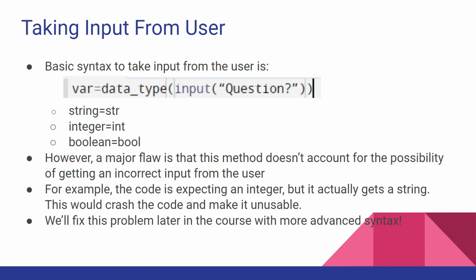However, it has a major flaw in this method, as it doesn't account for the possibility of getting an incorrect input from the user. Now you must be wondering, what do I mean by this? What I mean is, imagine that you're expecting an integer, let's say. So we're expecting a number between the range of 1 to 50. However, the input that the user gives us is hello world. Obviously, our code is going to be very confused, saying, what is this? I thought we were expecting an integer, right? As a result, it can result in your code crashing many times. Obviously, we'll fix this problem later on in the course, but for now, this is a simple way to get the input.